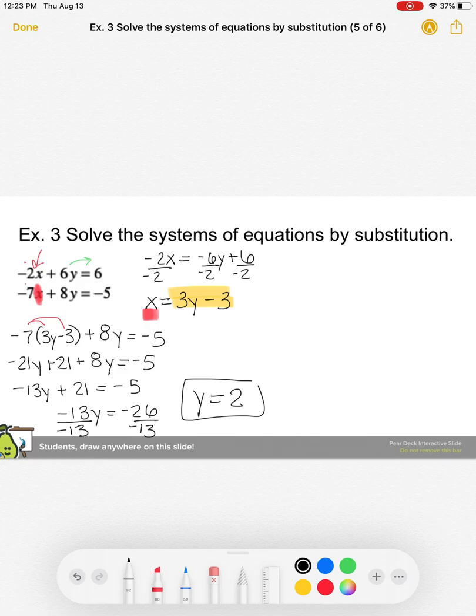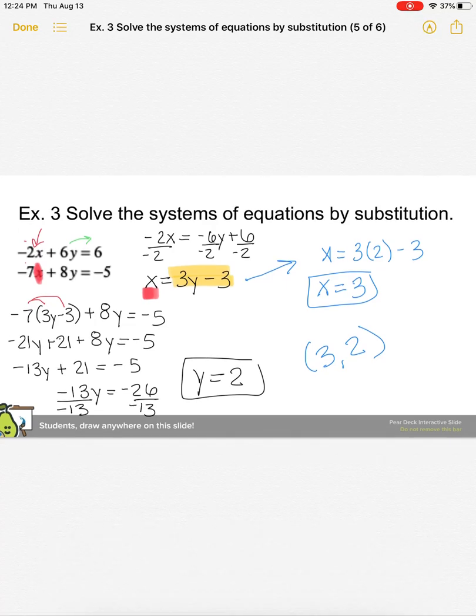Now we have to substitute it back in something. I'm going to use this x equals problem. X equals 3 times 2 minus 3. Well, 3 times 2 is 6, and 6 minus 3 is 3. So 3, 2 was my final answer.